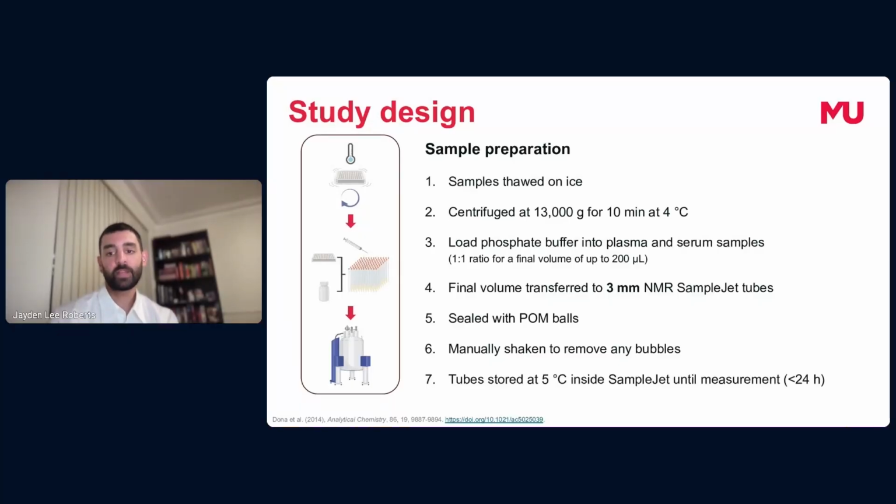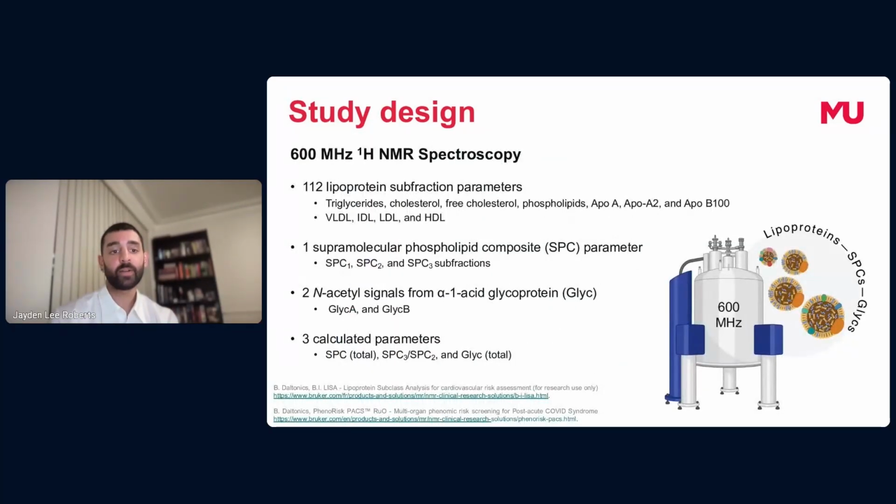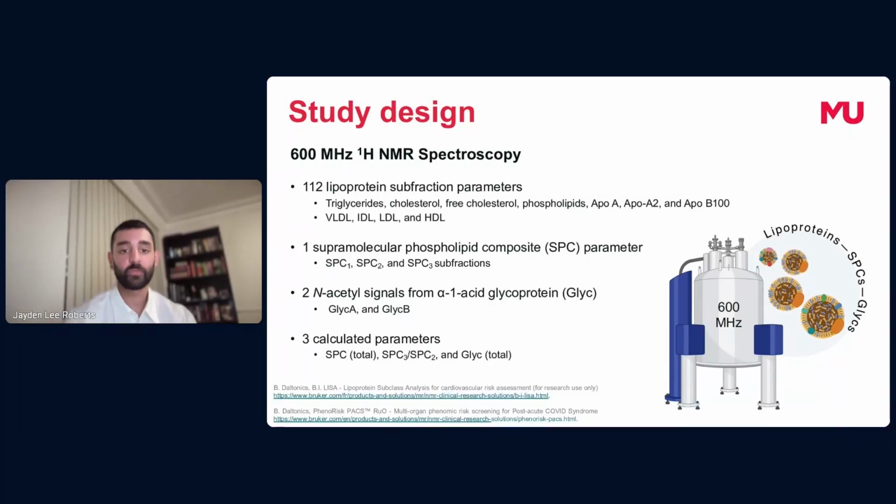So if we move on to the next one, in terms of the methodology, these all used Bruker's in vitro diagnostics research methods for lipoprotein analysis, specifically B.I.-LISA, which is lipoprotein subclass analysis, an IVDr method, and the PhenoRisk PACS method, which derives the SPC and GlycA measurements here. I'm happy to have a chat further about these later on as well, but this is just to highlight the methods, and I've linked them below here as well.